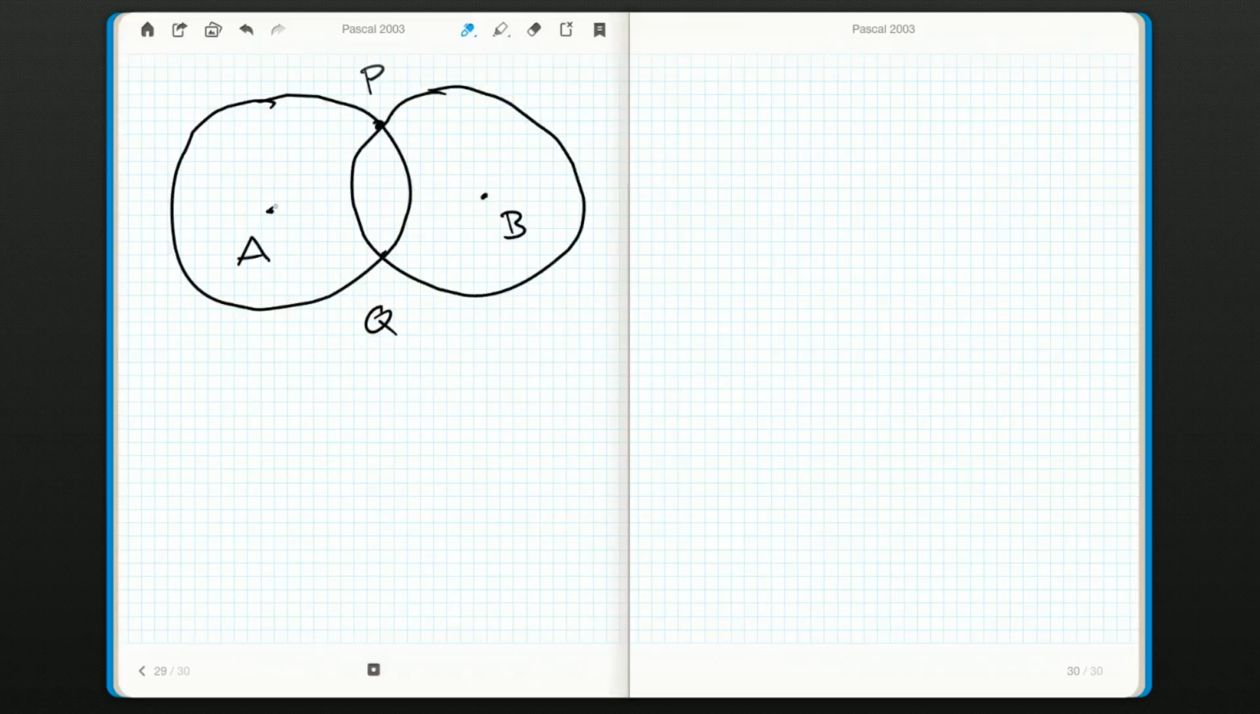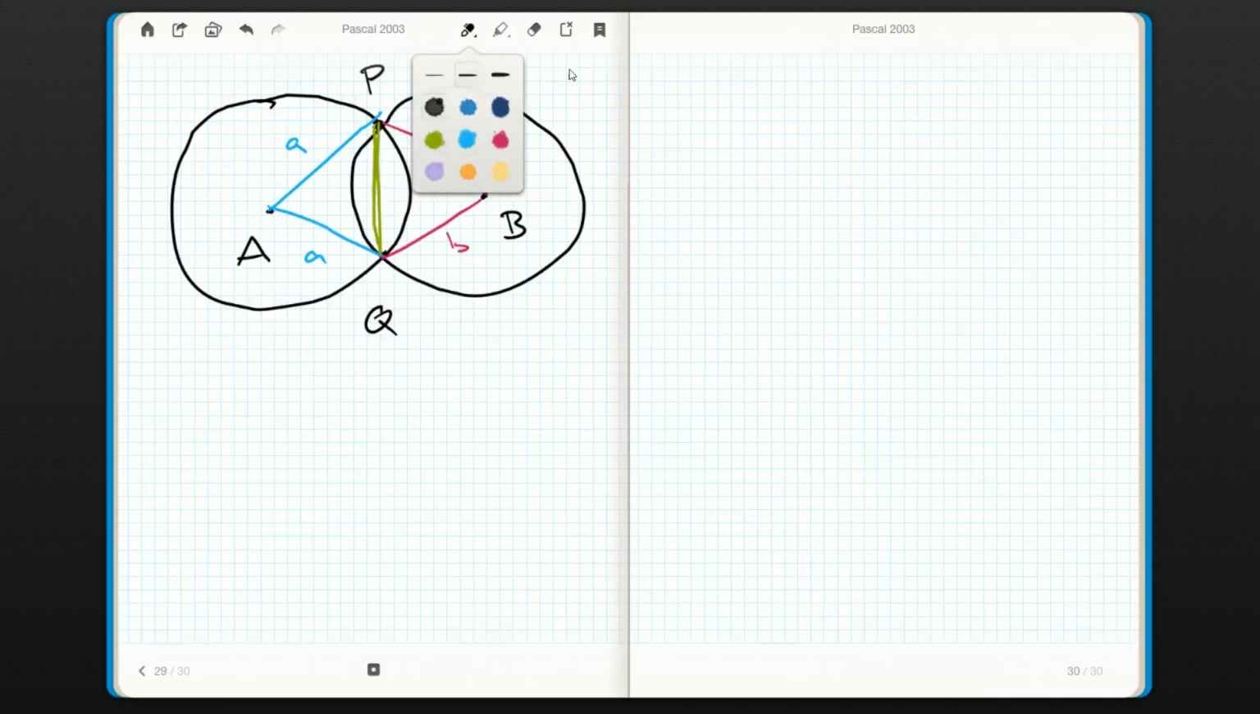I'm going to use colors here. A is our radius there, and we'll use red for B. B is our radius here, and I have a feeling we're probably going to need the fact that this here is a common length. This is called a chord. Connect two points on the circumference of a circle, and you get what's called a chord. The longest chords are diameters.